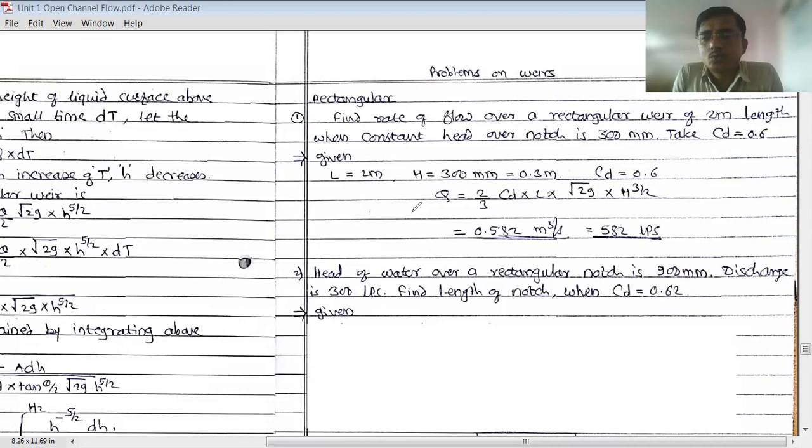Q is equal to 2 by 3 CD L into root 2 G into H raised to 3 by 2. Just put the values in the formula and find out the length. Do it fast.